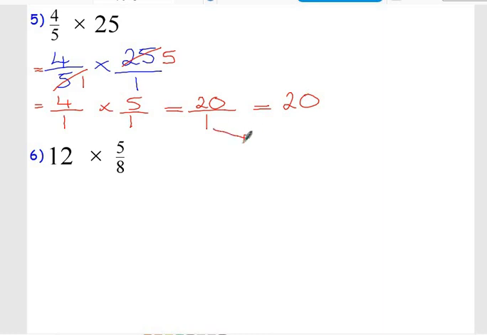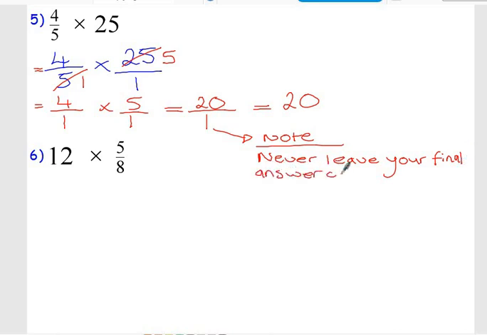And you may want to add a note here to say, never leave your final answer over 1. Okay, we always just write it as the number itself, because as I mentioned, the fraction line means divide. So 20 divided by 1 would be 20.